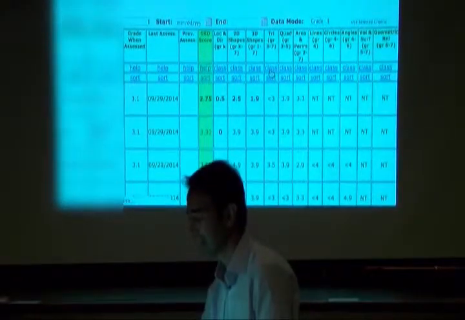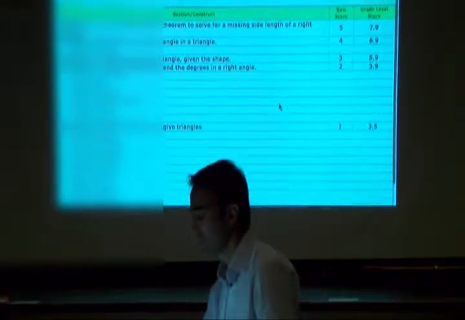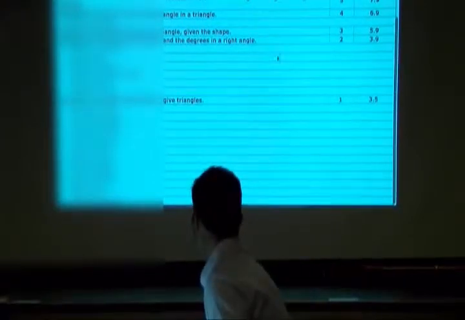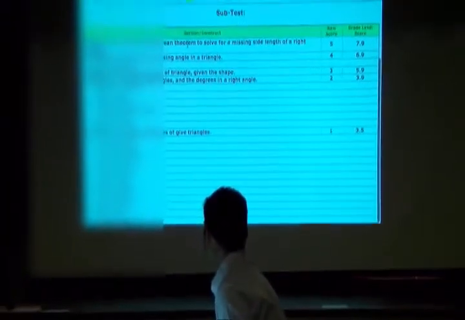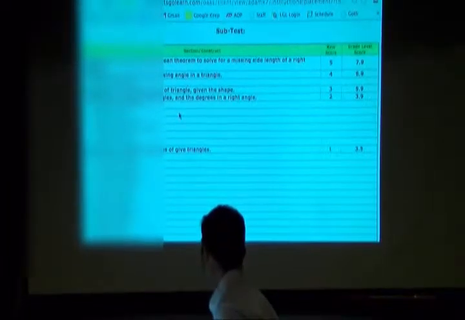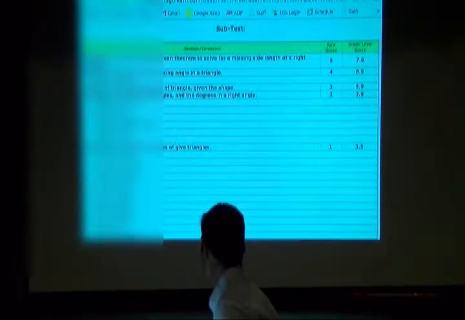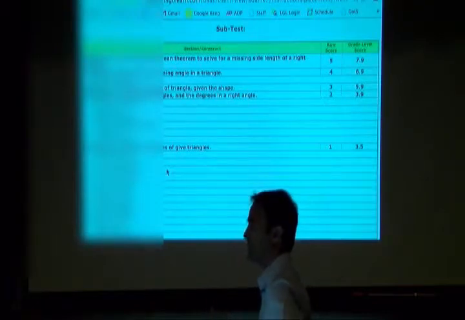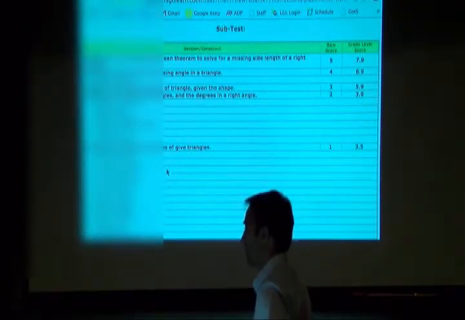So let's click on class. Now, of course, this class is not going to be ready, but the idea is you would then say, okay, before I do this, I see these students need to learn what a right angle is, and these other students are lower. So this sort of breaks out and helps you figure out which students need scaffolding.